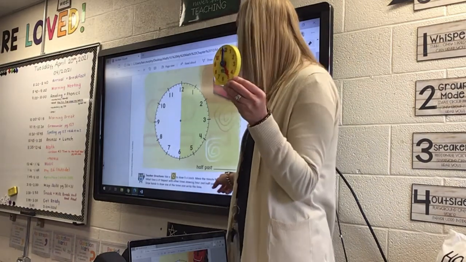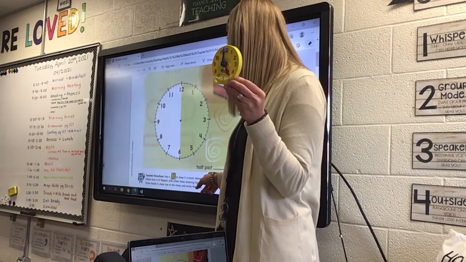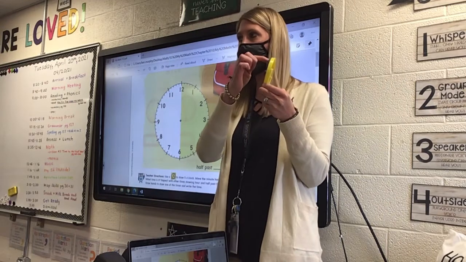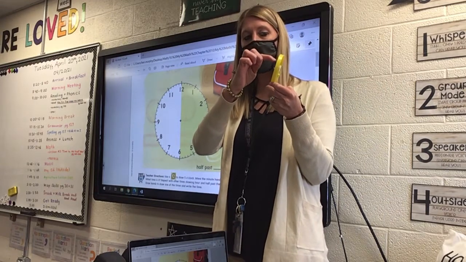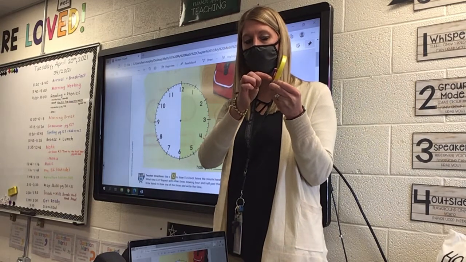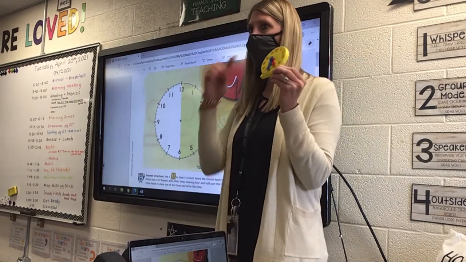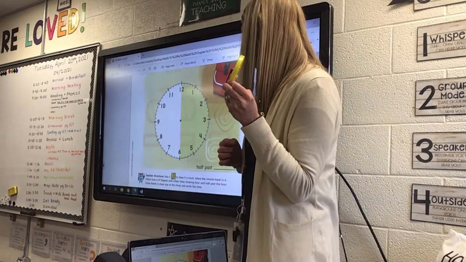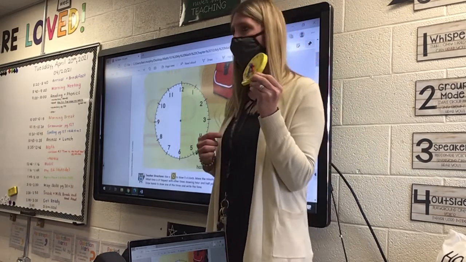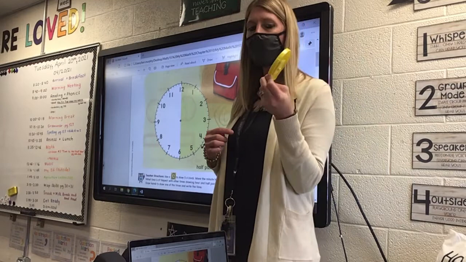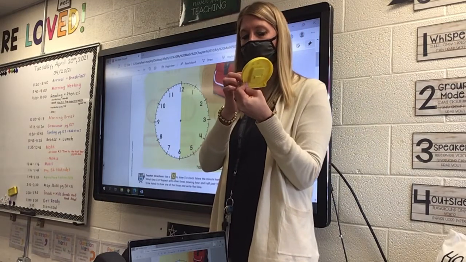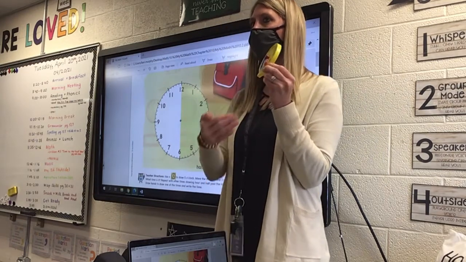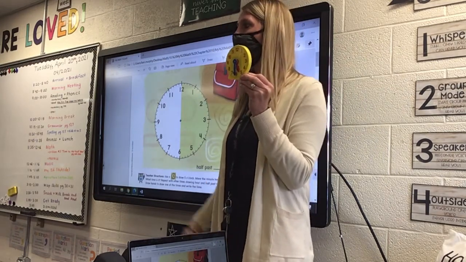Now, the directions say move the minute hand to 6. So move this minute hand all the way down, halfway around the clock to the 6. So this minute hand has gone halfway around. What time is it? So second graders, looking at your clocks, if it was 5 o'clock and you move that minute hand halfway around the clock, what is it now, Lily?